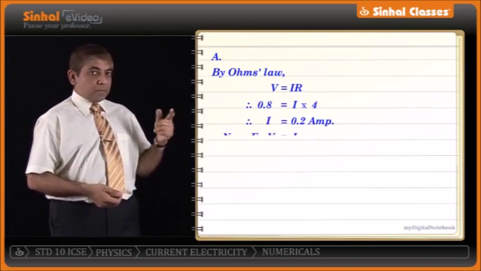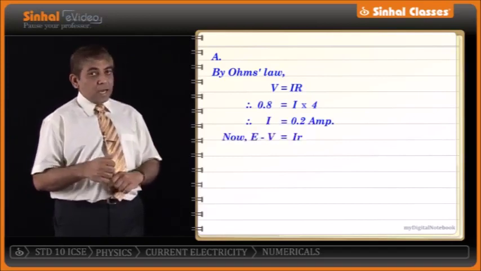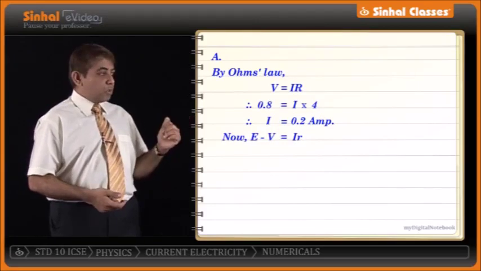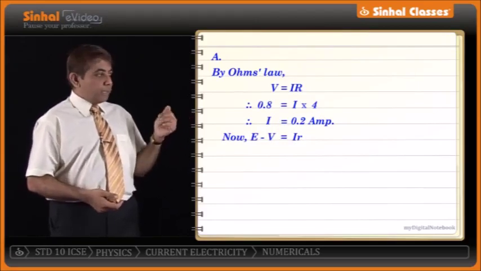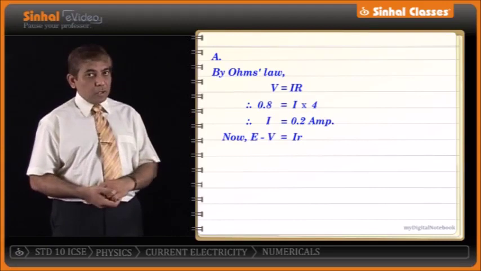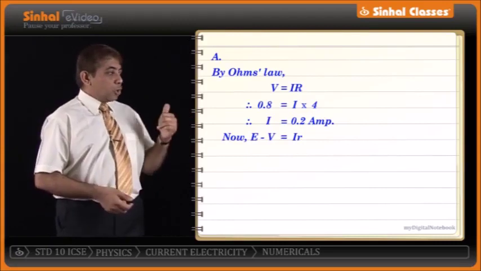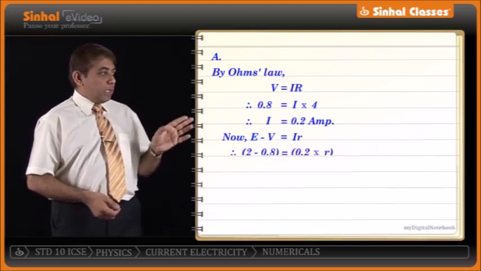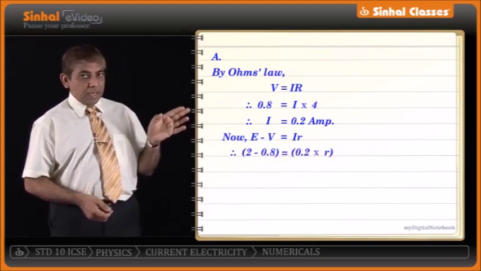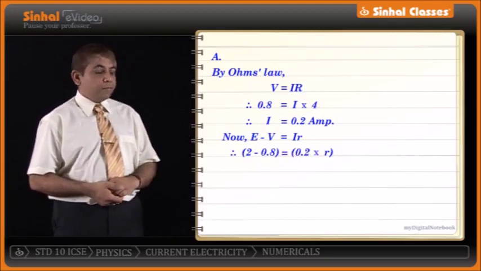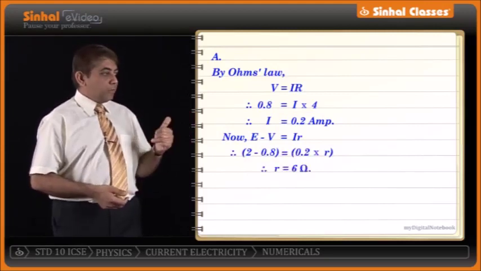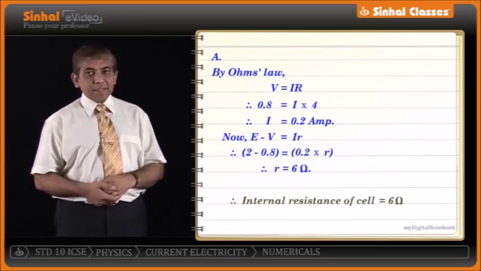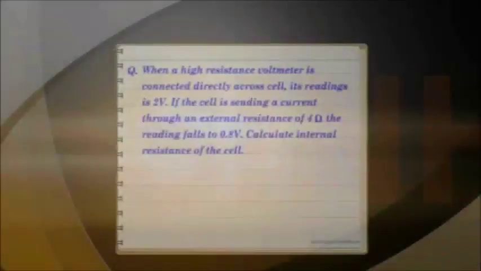Now, electromotive force minus the terminal voltage is equal to I multiplied by small r. So we know this relation also. Electromotive force minus V, terminal voltage, is equal to I into small r. So I get 2 minus 0.8 is equal to 0.2, that is I, multiplied by r. Substituting, I get the value of r as 6 ohms. So I get the value of internal resistance as 6 ohms.